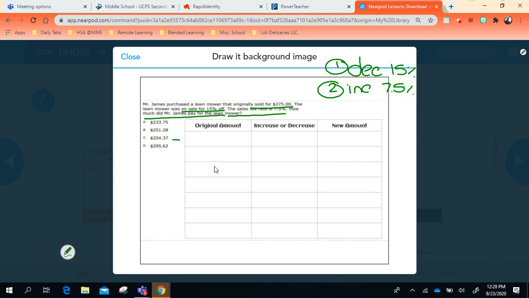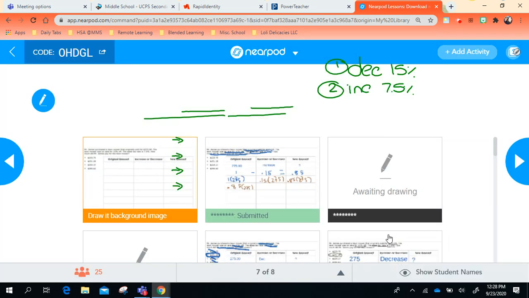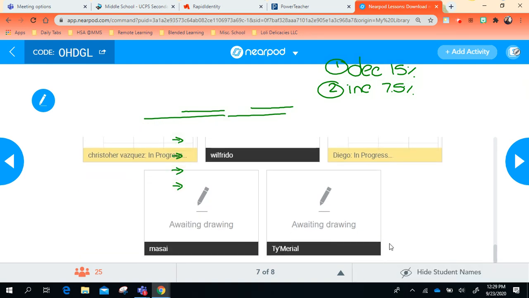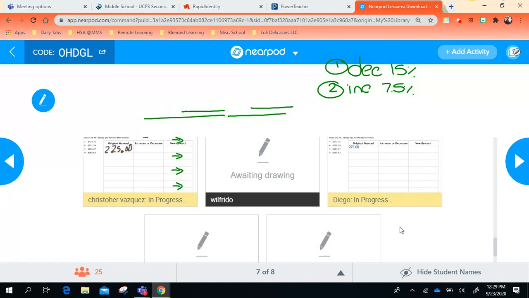Go ahead and do first row, second row, third row. And I want you to try the fourth row. If you so feel and you can move past the fourth row, do that. Okay, I'm waiting on some people to start.